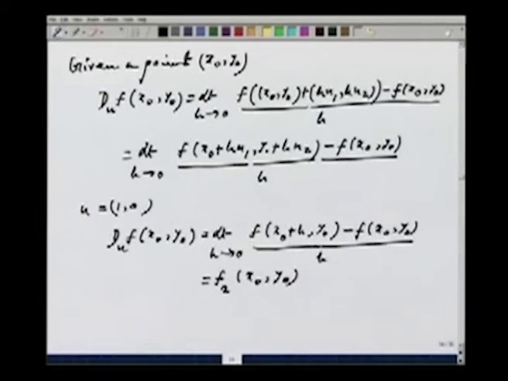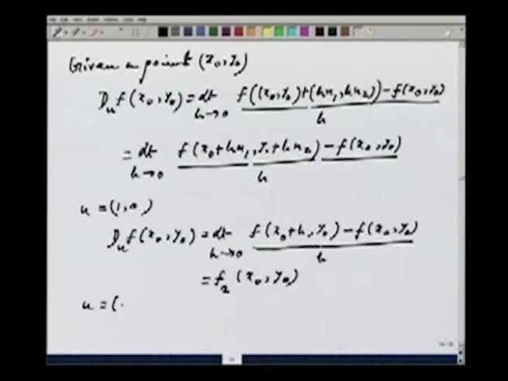So the partial derivative del f del x is nothing but the directional derivative in the direction of the vector (1, 0). Similarly, you can check that if u is equal to (0, 1), then D_u f at (x naught, y naught) is nothing but f_y at (x naught, y naught). Okay.